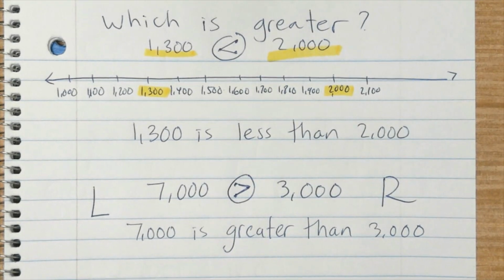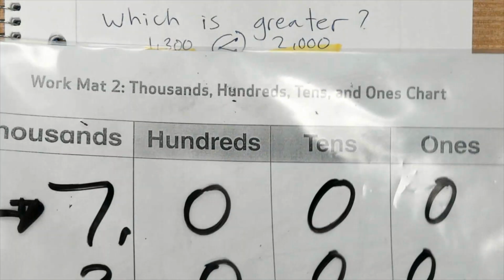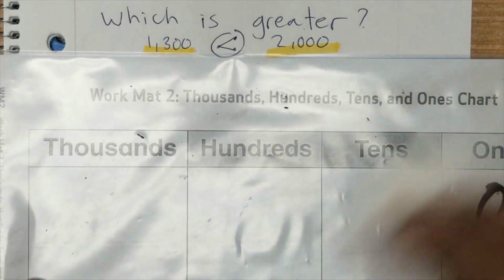We're going to try our best. We're going to use this place value sheet. We'll erase it so it's ready for when I see you.